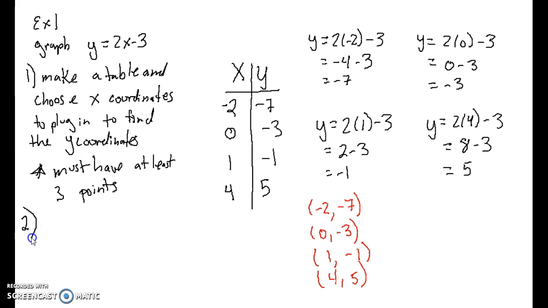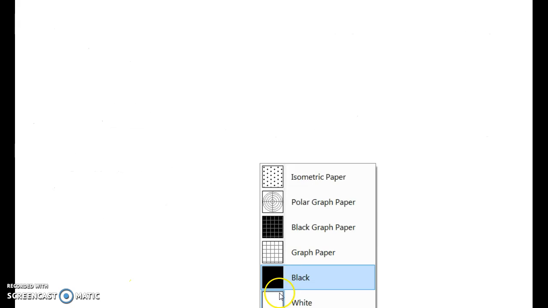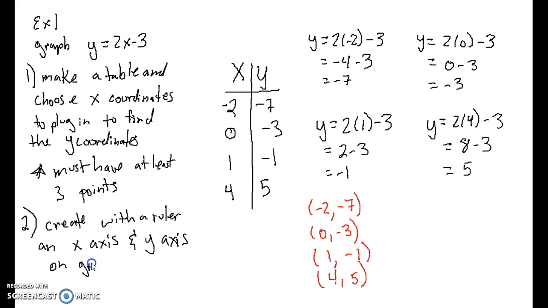All right, so what do we do after we make a table? We find our points. We are then going to create an x-axis and a y-axis. So create with a ruler an x-axis and a y-axis. Okay, so let me get graph paper. So we can add that to our list, on graph paper. All right, so I do have some graph paper. So create with a ruler, an x-axis, and y-axis.